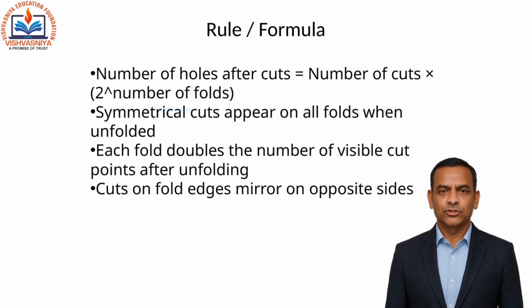There's a very important formula for paper cutting questions. Number of holes after unfolding is equal to number of cuts times 2 to the power of the number of folds. For example, if you make one cut on a sheet folded once, you get 2 holes. If you make one cut on a sheet folded twice, you get 4 holes. If you make 2 cuts on a sheet folded twice, you get 2 times 2 squared, which is equal to 8 holes. Tip: every fold doubles the number of holes.